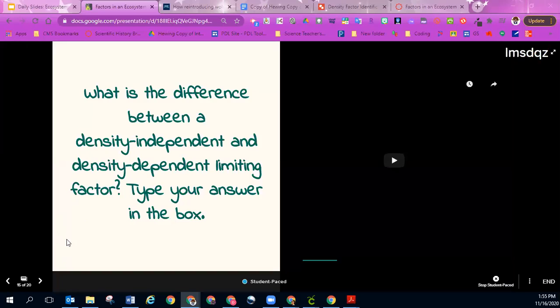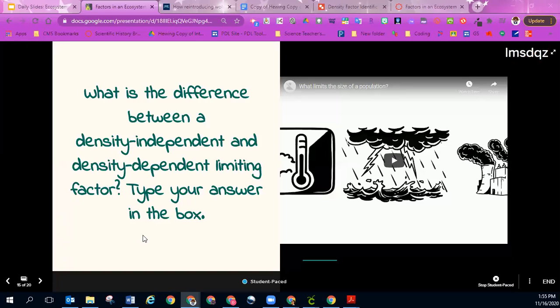All right, so our last video today is going to explain the difference between our density types, and I want you to put in your own words and let me know what is the difference.